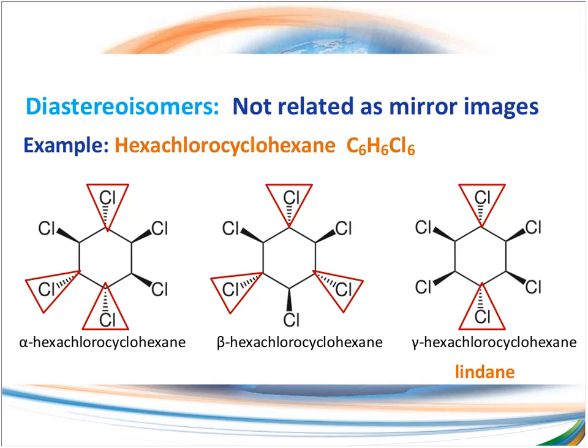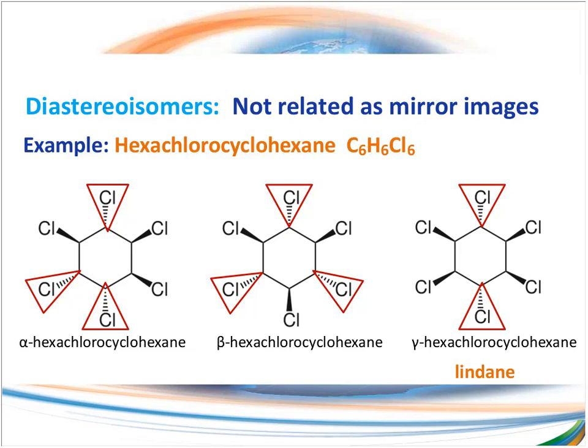So that means in alpha hexachlorocyclohexane, the top one, the bottom one, and the left from the bottom one show behind, away from us, and the other 3 chlorines show towards us. And then beta, there is 1, 3, and 5 chlorine.